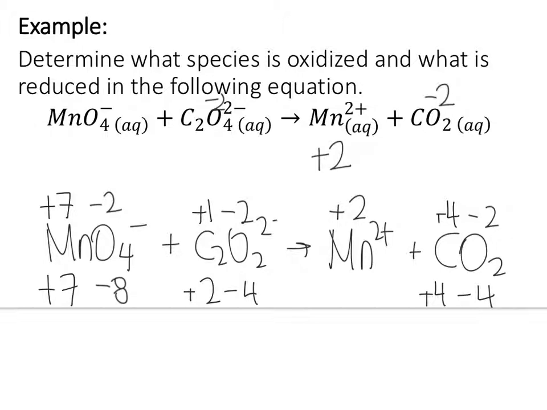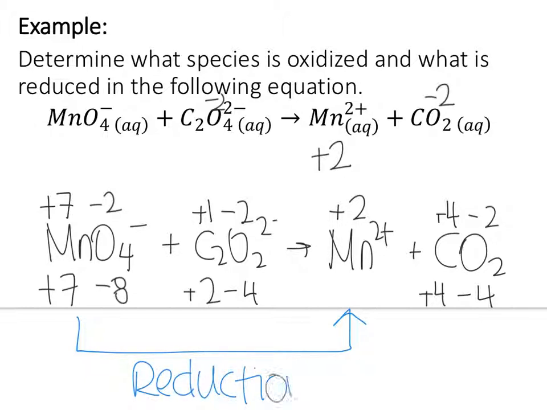All right, so here's where we got reduction and oxidation. For reduction, you figure out which one reduced. Manganese went from +7 to +2. That is what we call reducing, or we call it reduction too. Then let's look at oxygen, -2 went to -2, didn't apply. Carbon went from +1 to +4. There we go, that's increasing. Thus, oxidation.